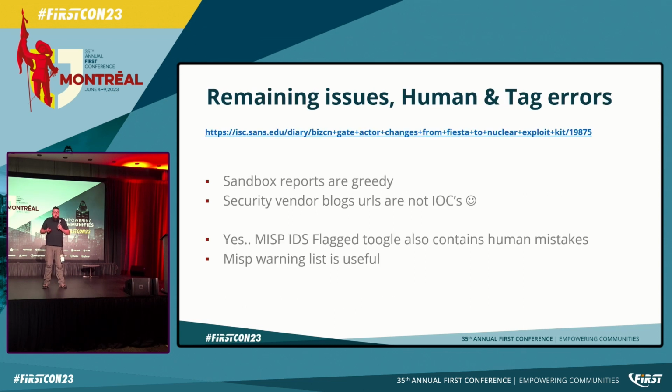Then you have the remaining issue, the human one, or sometimes automated one. For example, this is an IOC that was found in the MISP community. That's the report, that's the IOC, but it was flagged as IDS. And when you have that, it's quite complicated. Sandboxes are also greedy. Sometimes you have the update of Microsoft, which comes with, and so on. So again, if you use MISP, you may use a lot of warning lists and so on. It's quite useful, but you have to deal with that also.